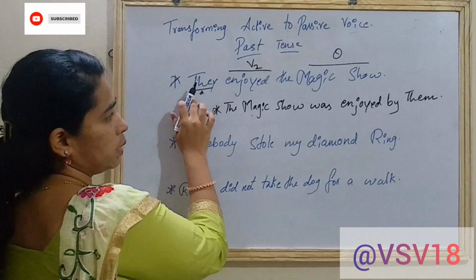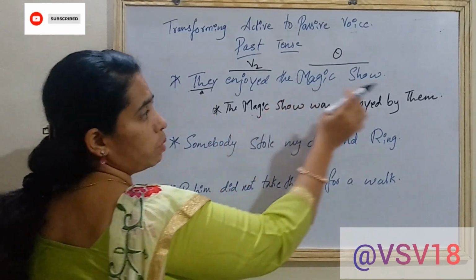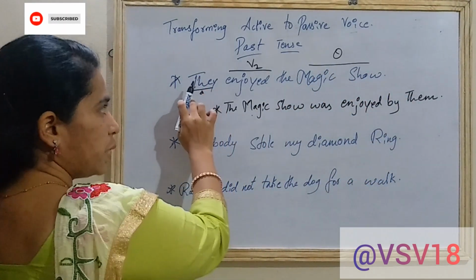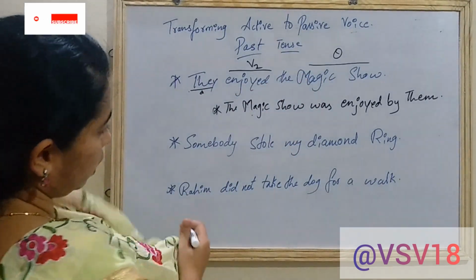So here they are acting on the object and here them are acting on the subject. So here subject plays a prominent role. Here also subject plays prominent role, but more than that, object is acting on the subject. Here subject is acting on object. Now coming to the second one.